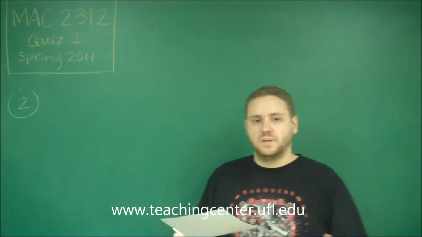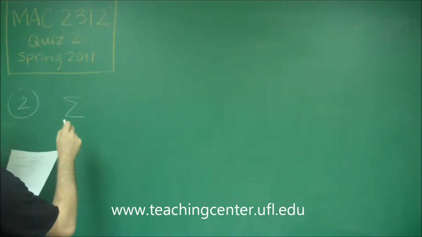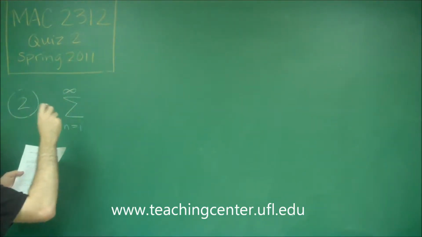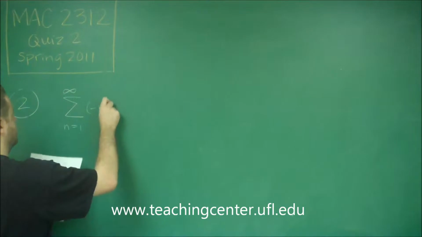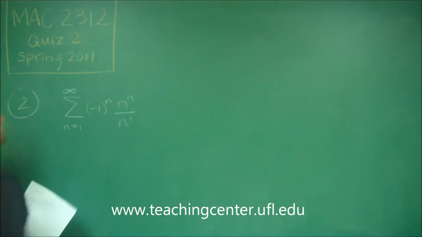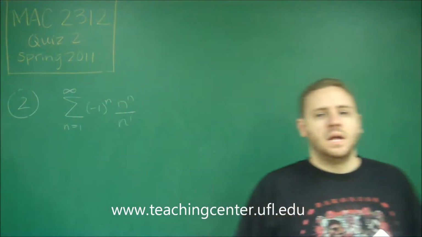Okay, so for number 2, we're testing another series for convergence or divergence. And we have the sum from n equals 1 to infinity of the alternating series of n to the n over n factorial. Alright, so this one seems a little bit complicated, but it's really not.